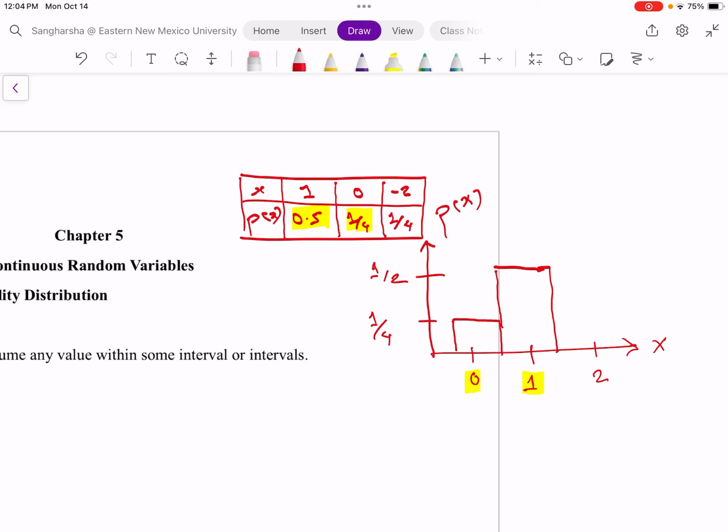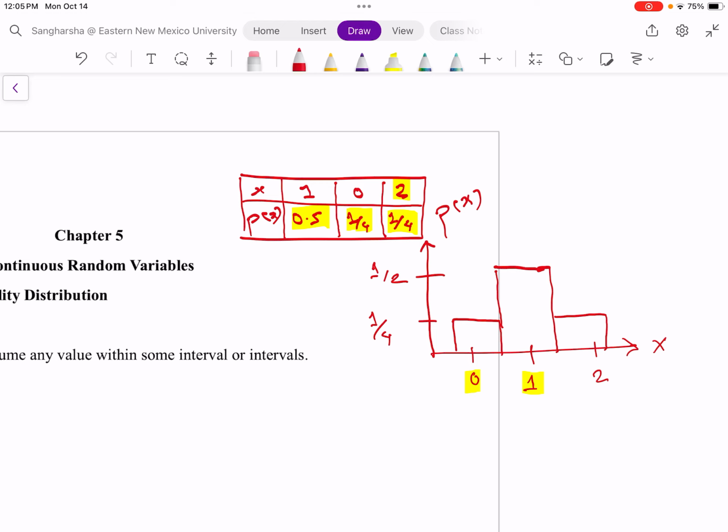Okay, and when we have a -2, let me call this 2, not the -2. If you have -2, you have to start from -2, 0, and 1. So when x is equal to 2, the probability is 1/4. Here, this height represents the probability. And this is the histogram.